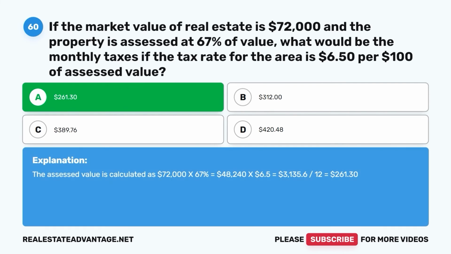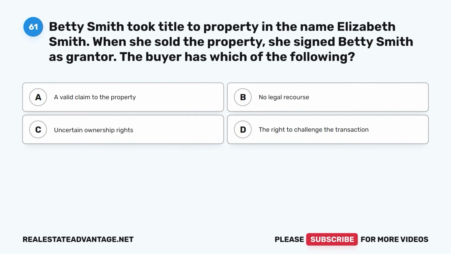$261.30. The assessed value is calculated as $72,000 times 67% equals $48,240. $48,240 times $6.5 equals $3,135.6. $3,135.6 divided by 12 equals $261.30.